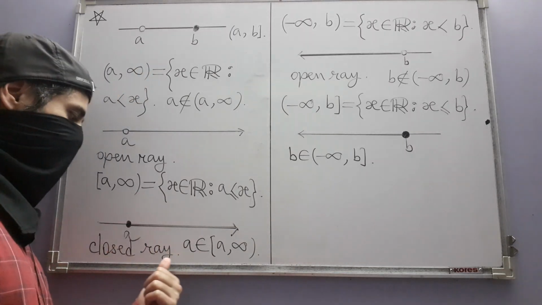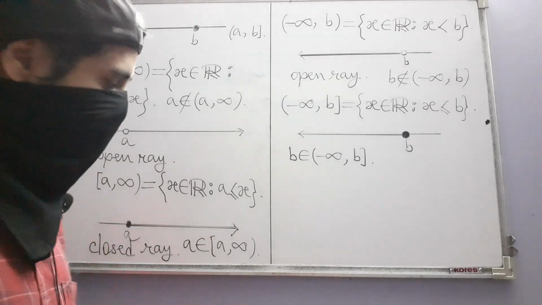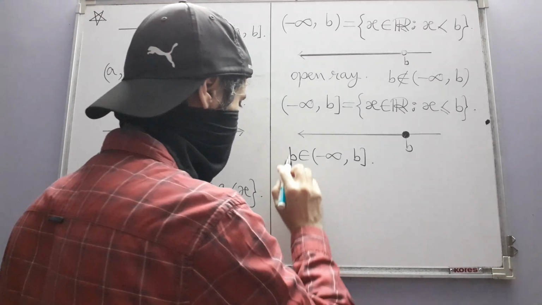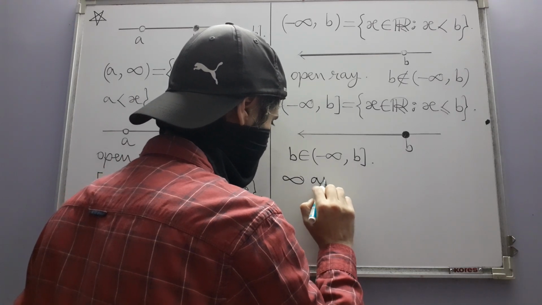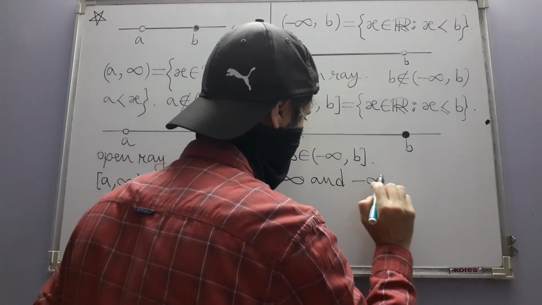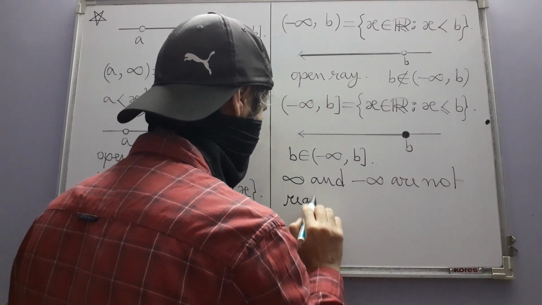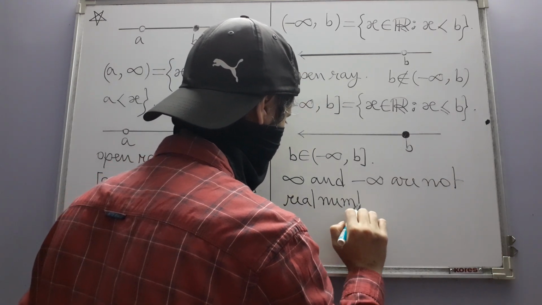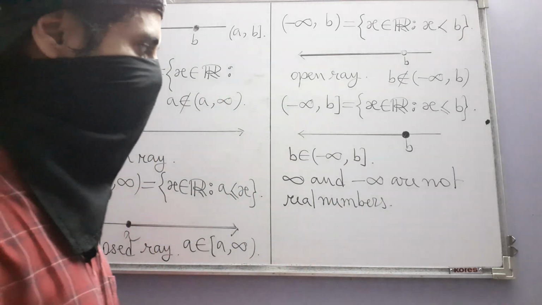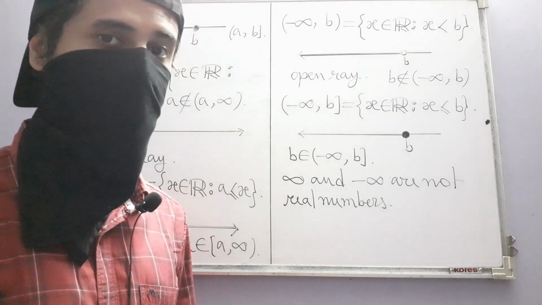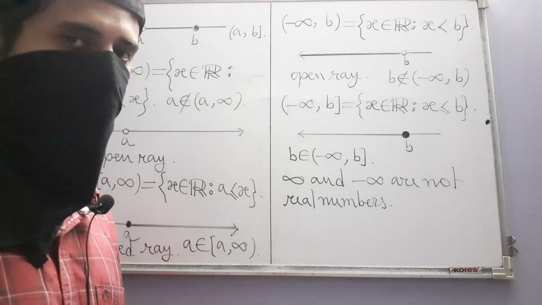Now at first it may seem like not really good names for these sets. I mean, we are calling this ray, for example, a closed ray, but this side is open. See, that is because infinity and minus infinity are not real numbers. They are not numbers, in fact. They are just symbols to represent the fact that something does not end.